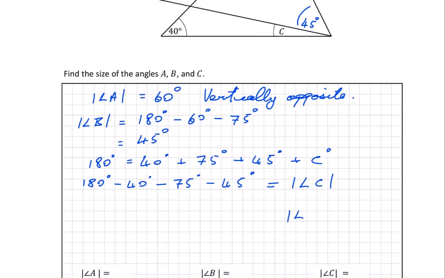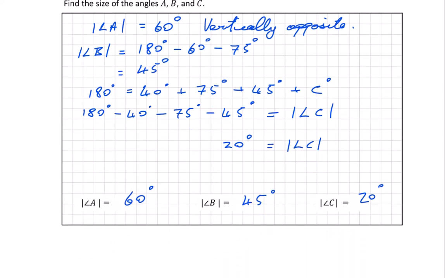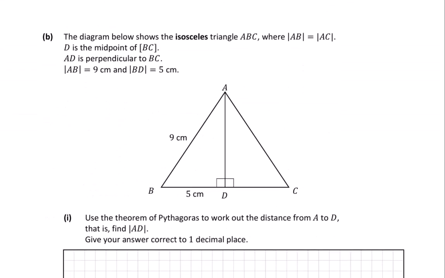So the size of the angle C then is 20 degrees. So that's 20 degrees there. So this is 20 degrees, B was 45 degrees, and A is 60 degrees. Okay, next question then. Let's see, we have B here.